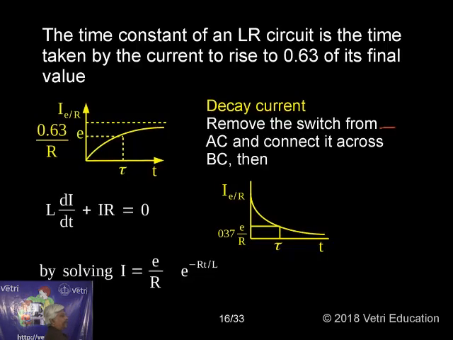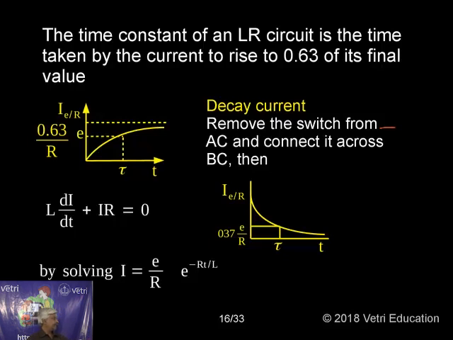So this is only a formula. This is the exponential curve. This is the current E by R, and 0.37 E by R. Then half-life and mean life are the same thing. The time constant of an LR circuit is the time taken by the current to rise to 0.63 of its final value. What is a time constant? In the LR DC circuit, it is the time taken by the current to rise to 0.63 of its final value. This is the graph I have given.